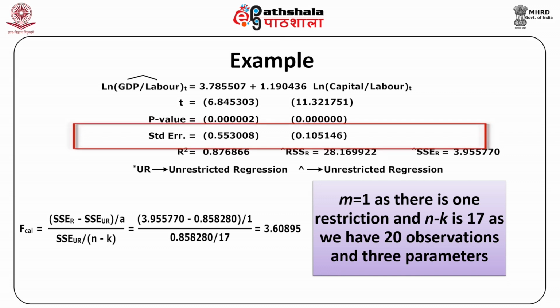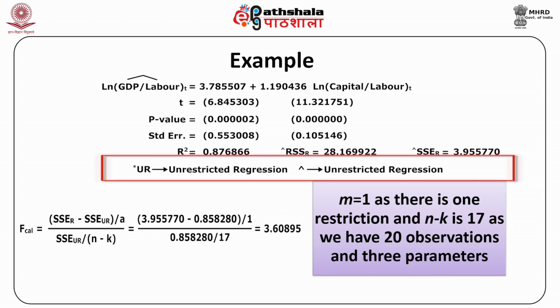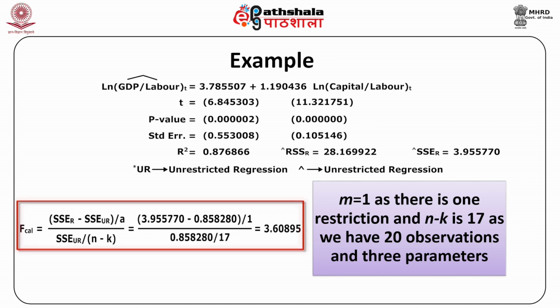The standard errors are 0.553008 and 0.105146. R squared is equal to 0.876866. RSS hat R is equal to 8.169922. SSE_R hat is equal to 3.955770. Star UR is the unrestricted regression. The dependent variables differ in both the regressions, so we use the F test.